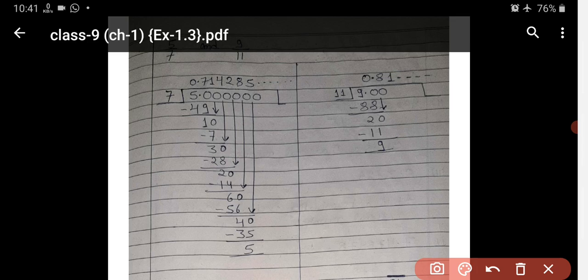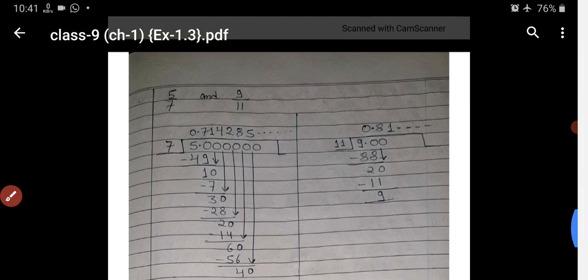So you have to continue until you get the same number. You get here 5, here again you get here 5. So what are the numbers? 0.714285 dot dot dot. It means you get the same digit again. Now when you divide 9 by 11, again you get here 9 very soon. So it becomes 0.818181 like that one. Okay. So when you divide, you get this two number.